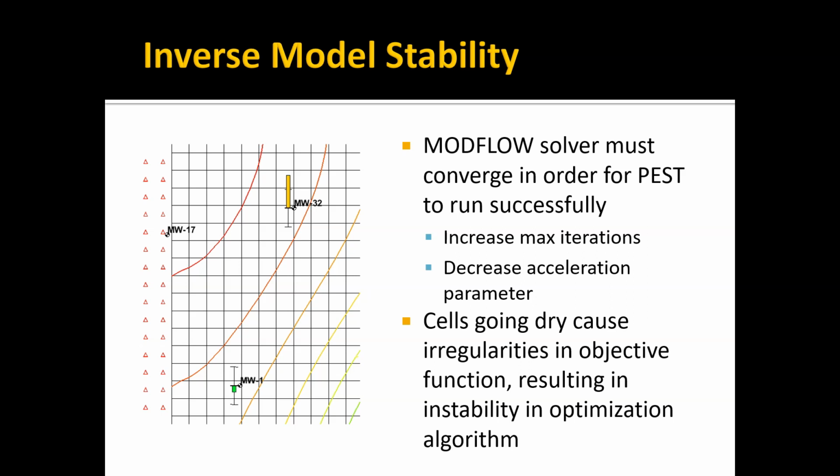The objective function is this global error, the sum of the squared weighted residuals. And it treats that as a mathematical function, and it calculates gradients. And if that's not changing smoothly, if it has discontinuities in it, it may not be able to converge. And so this can be an issue with some models. It just depends on the model.